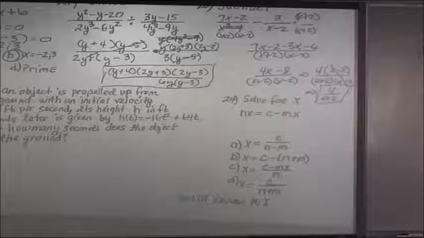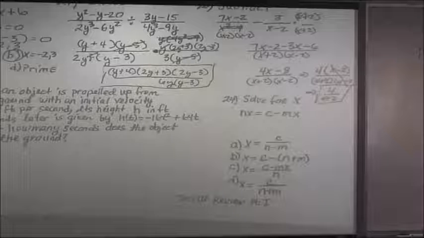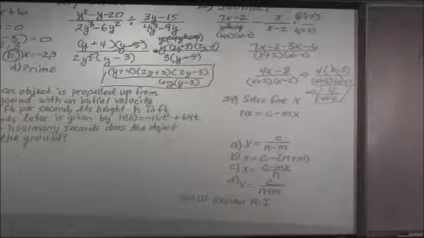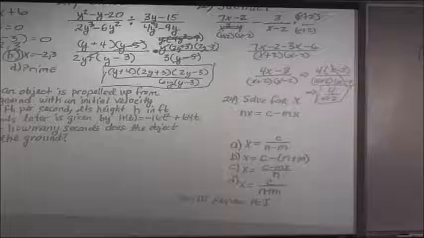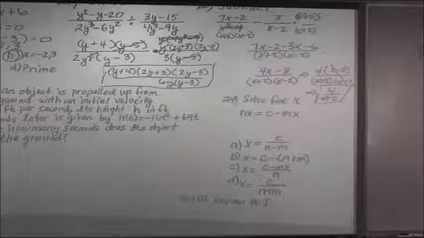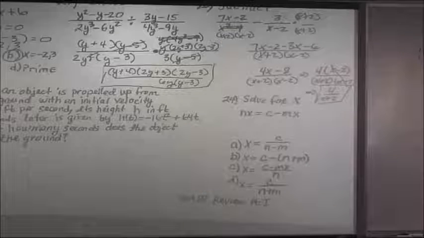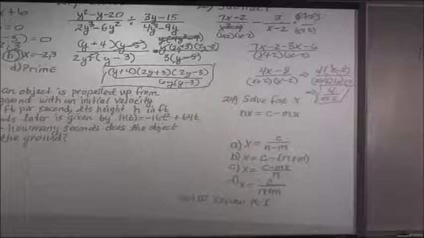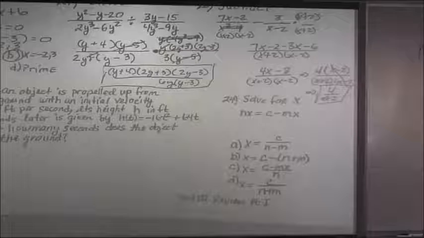If an object is propelled up from the ground with the initial velocity of 64 feet per second, its height h in feet, t seconds later is given by this function right here. After how many seconds does the object hit the ground? What are we going to do? What was the key word to let us know we were going to set it equal to 0? Ground. Ground level.